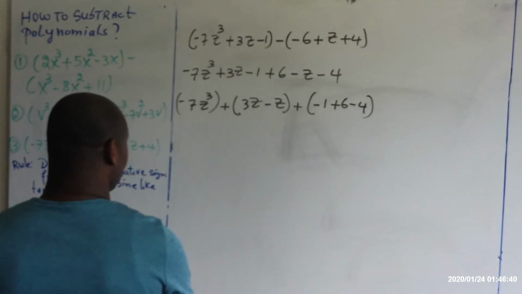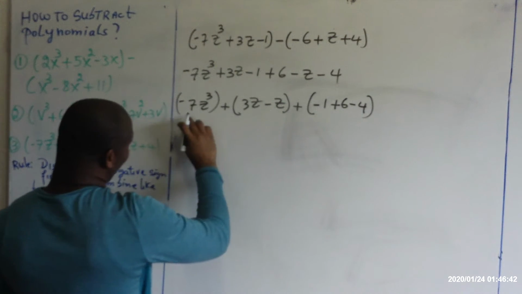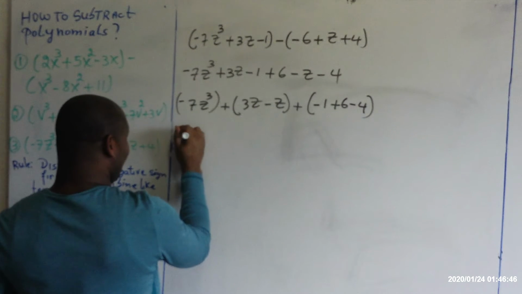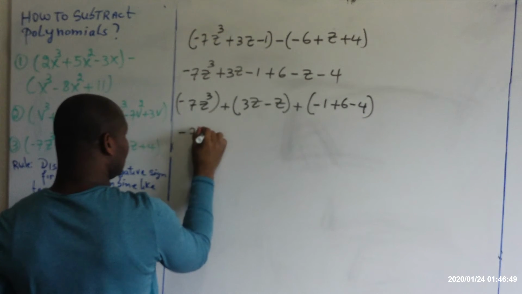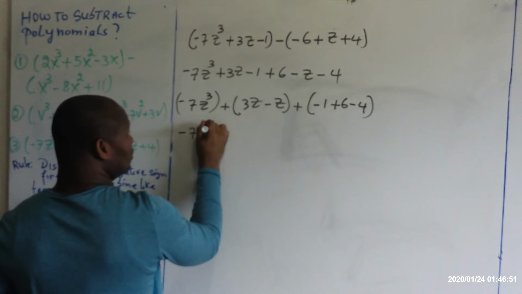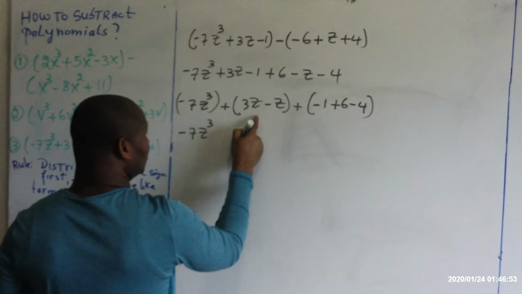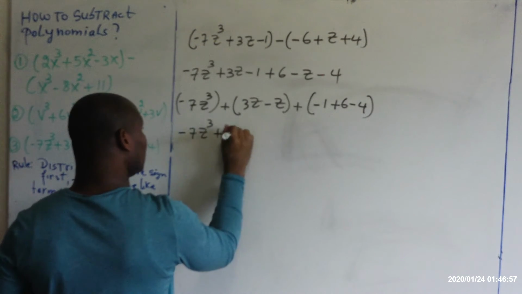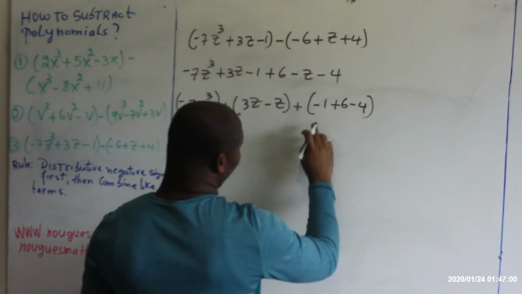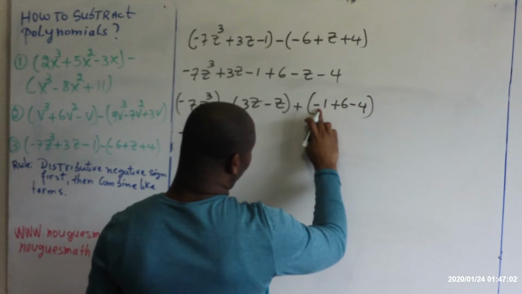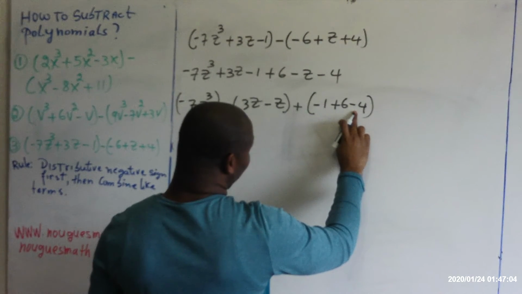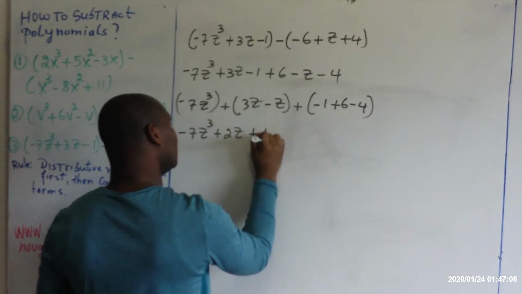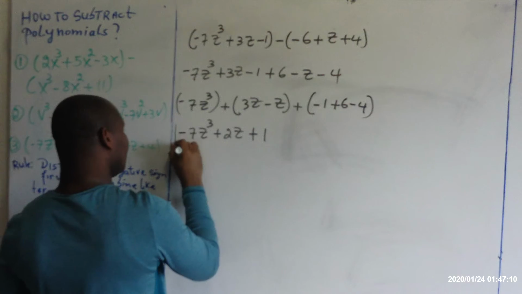Okay. Now, as we have only one term with cube, just write it down. Negative 7z to the 3. So that's going to be 2z. So which numbers now? Negative 1. Negative 4, that's going to be negative 5. Plus 6, that's plus 1. Okay? That's it.